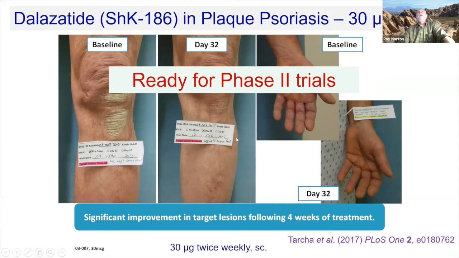So I won't say any more about SHK, but this sets the scene that Kv1.3 inhibition by peptide toxins is a therapeutically viable approach. Moreover, it's safe. There were no adverse findings in the clinical trials.